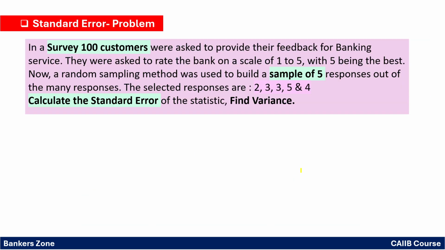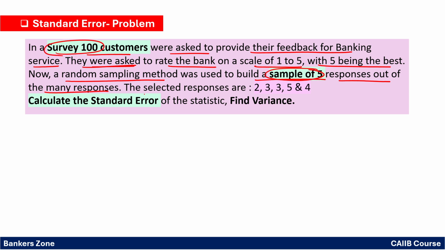Okay, see the next problem, again a very interesting problem. A survey of 100 customers were asked to provide their feedback for the banking services. They were asked to rate the bank on a scale of 1 to 5, where 5 is the best and 1 is the least. Now the random sampling method is used to build a sample of 5 responses out of the many responses. So here sample size is 5 and total customers are 100. Selected responses are 2, 3, 3, 5, 4. These are the ratings. Calculate the standard error of the statistic and find the variance.